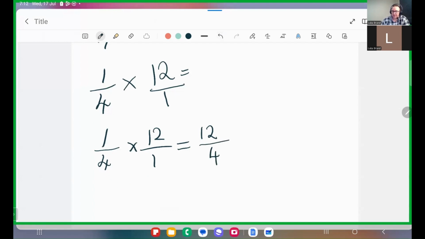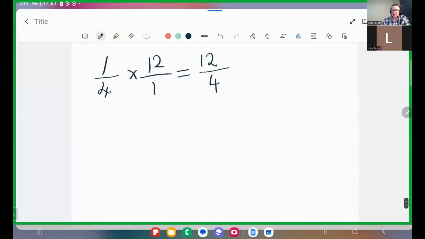Now I can simplify that. And when I say simplify, what I mean is that I know that 12 over 4, 12 divided by 4, equals 3. Now, if I wanted to simplify it, just like how we did earlier when we were multiplying, as long as we do the same thing to the top and the bottom, we can do just about whatever multiplication or division we want.